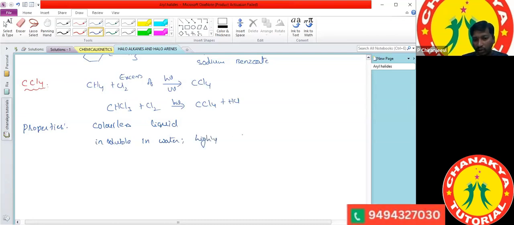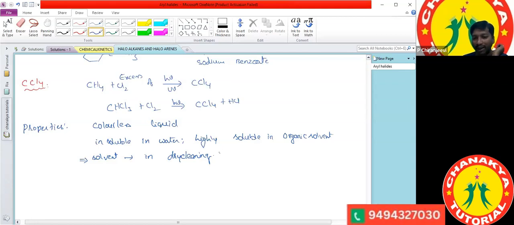Highly soluble in organic solvents. Actually, carbon tetrachloride is used as one of the best solvents. Where are we using it as a solvent? It is used as a solvent in the dry cleaning process.